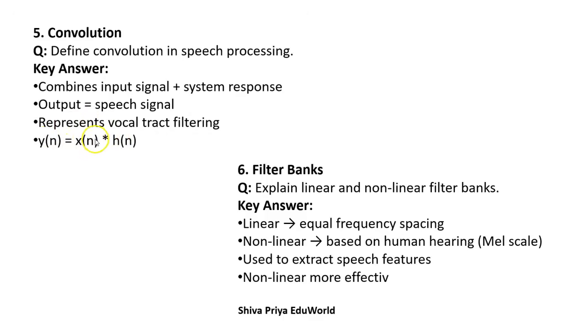And this is how you can represent this. y(n) is equal to x(n) convolved with h(n), which means it combines the input signal and the system response as well. That is how you can represent the convolution. Remember this one. You have to write down and underline this key point, and you have a better chance of getting more marks easily.